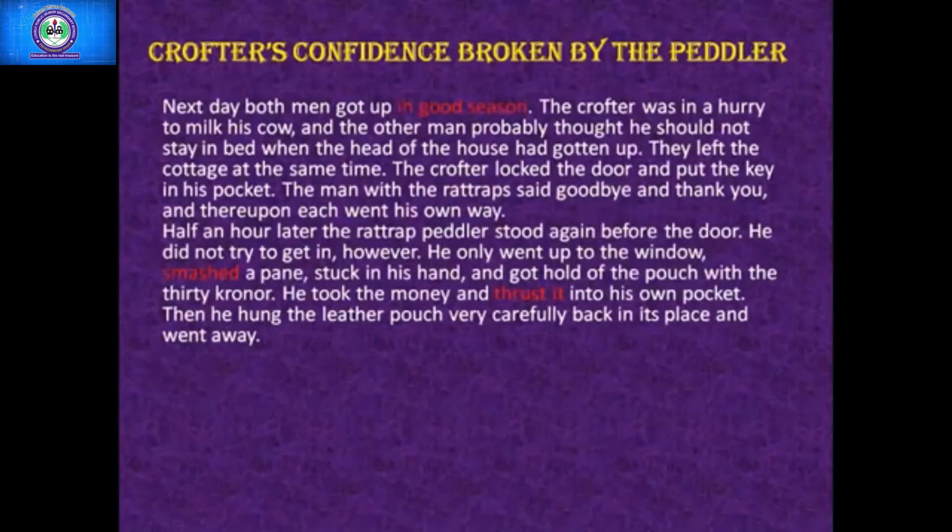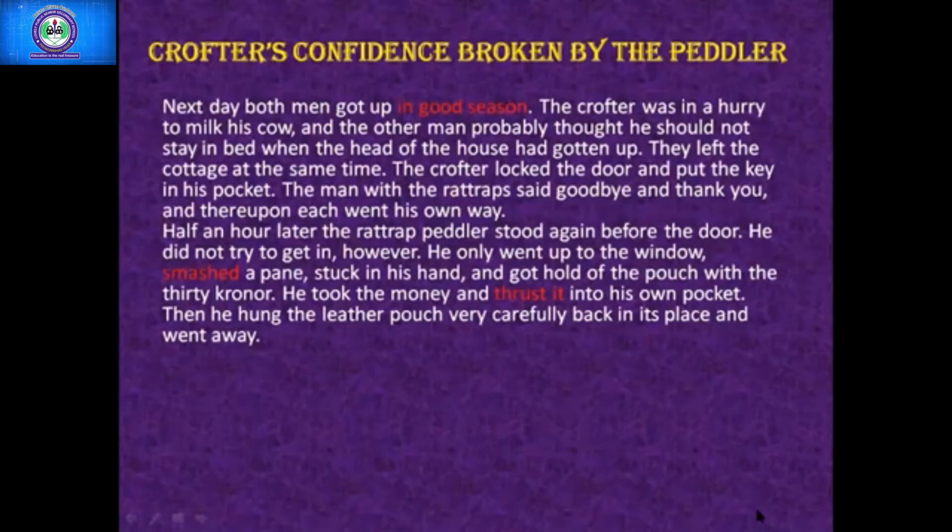And that money, what was it for the peddler? That money which was shown was a bait for the peddler. He became greedy to get that money. So the crofter's confidence was broken by the peddler. Was the peddler able to keep the crofter's confidence? No. The crofter had been so good to him, the crofter had been so nice to him, but the peddler, he took his money, he stole his money and ran away.